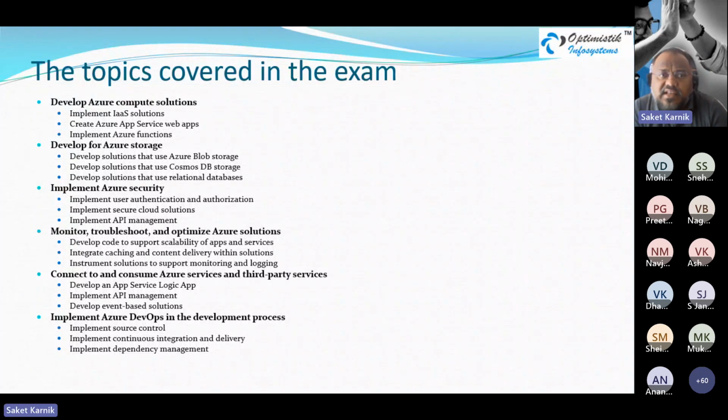Okay, so your exam is divided into these six portions, and the scoring will be done on each section, and then the aggregated score will be published. Is that clear to all?